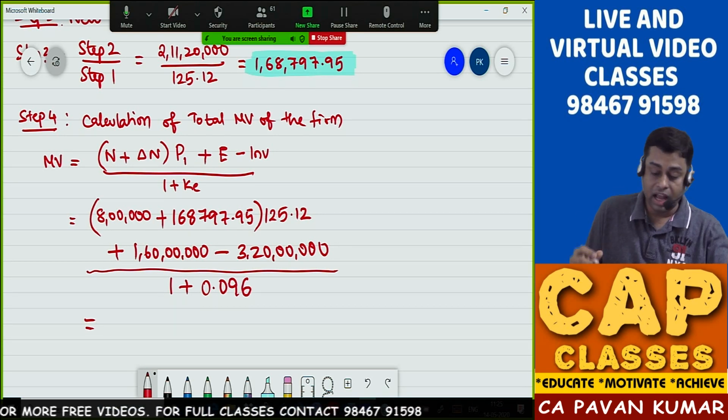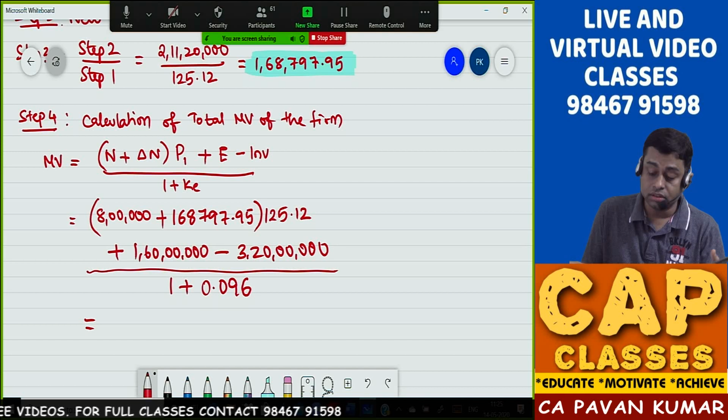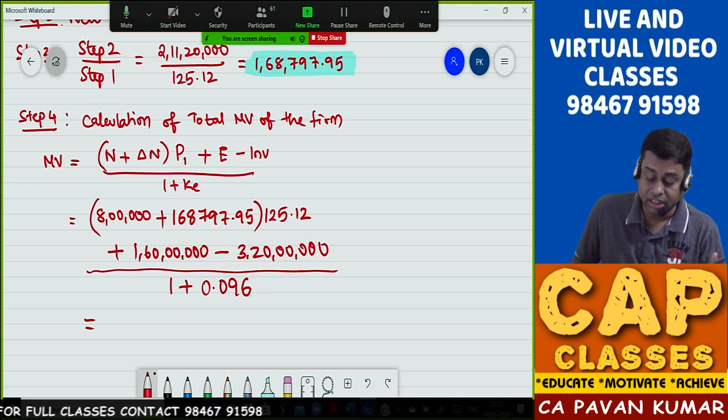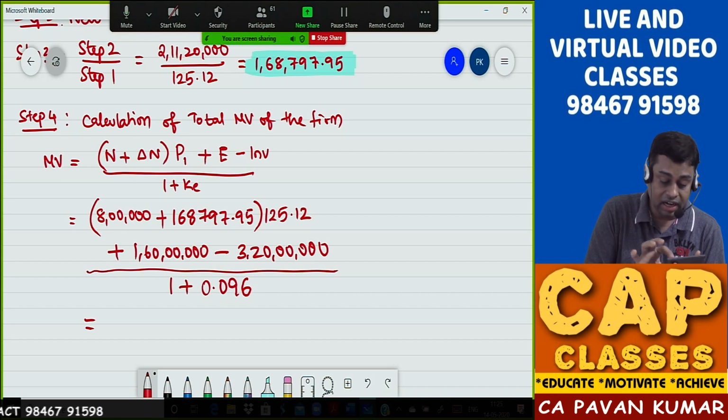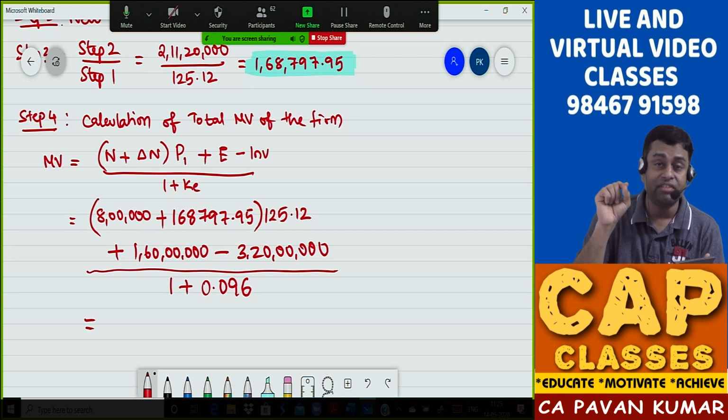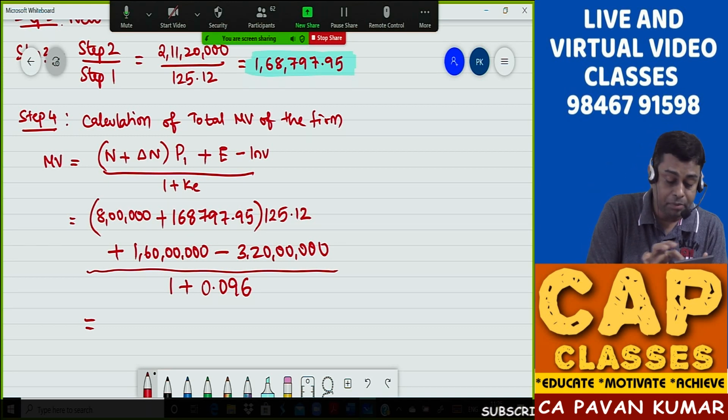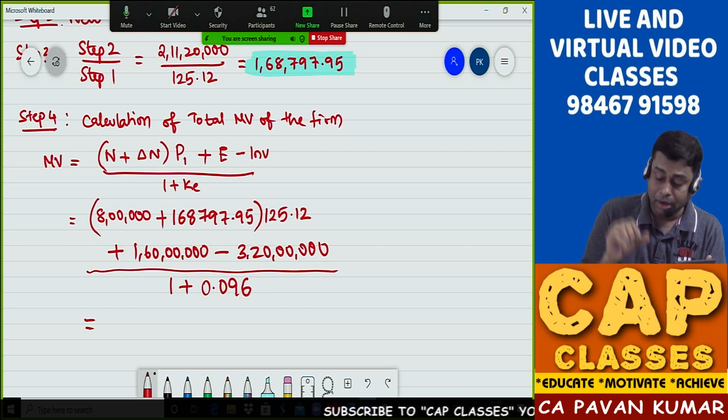Now take your calculator, be patient. So many calculations, so many numbers are there. Please be careful and do it. Take 8 lakhs plus 1,68,797.95. That comes to 9,68,797.95. Multiply that with 125.12. That is equal to some number.